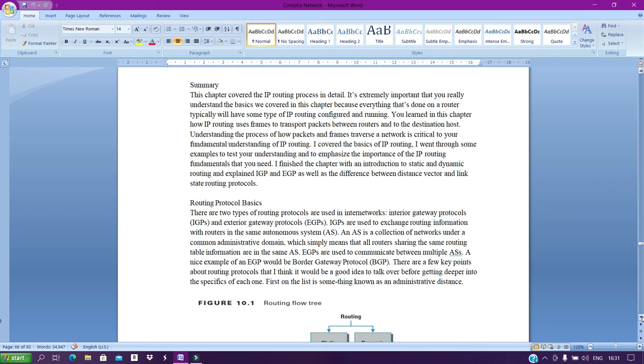I covered the basics of IP routing. I went through some examples to test your understanding and to emphasize the importance of the IP routing fundamentals that you need. I finished the chapter with an introduction to static and dynamic routing and explained IGP and EGP as well as the difference between distance vector and link state routing protocols.